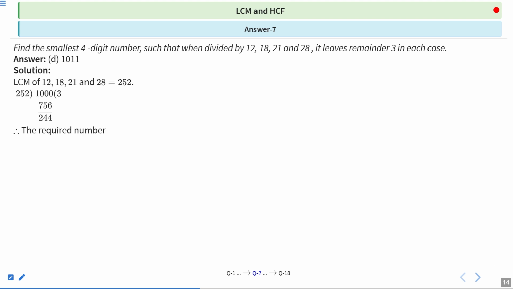Therefore, the required number should be 1000 plus 252 minus 244 plus 3. Because 1000 plus 252 minus 244 is the number that is completely divisible by 253. But here in our question, the number was leaving remainder 3. So that means our number should be plus 3. So 1000 plus 252 minus 244 plus 3 is the required number, and that is going to be 1011. So option D is the correct answer.